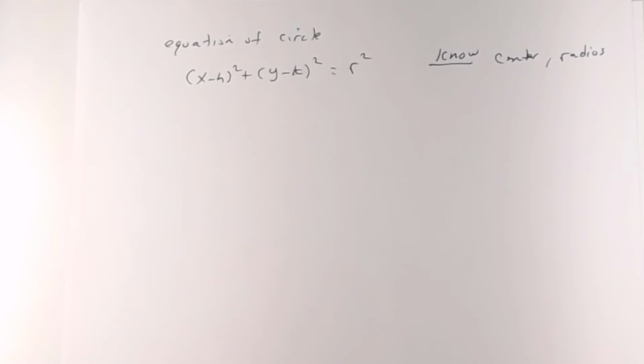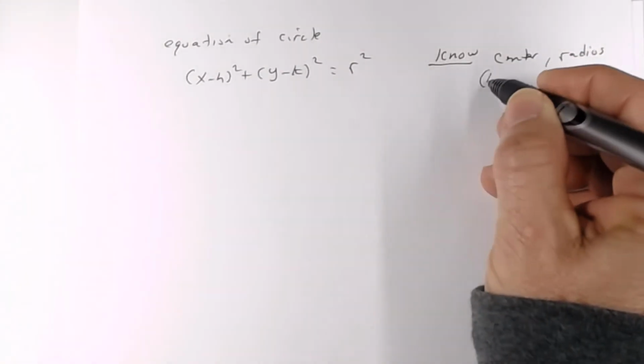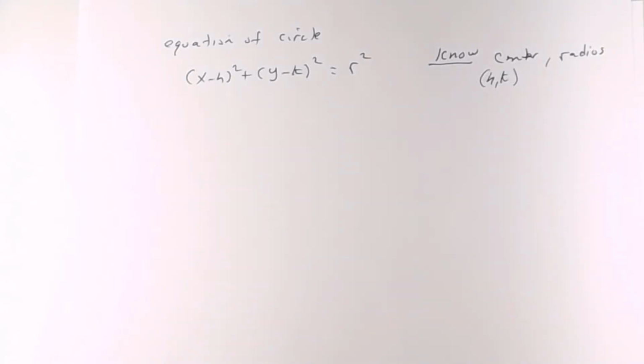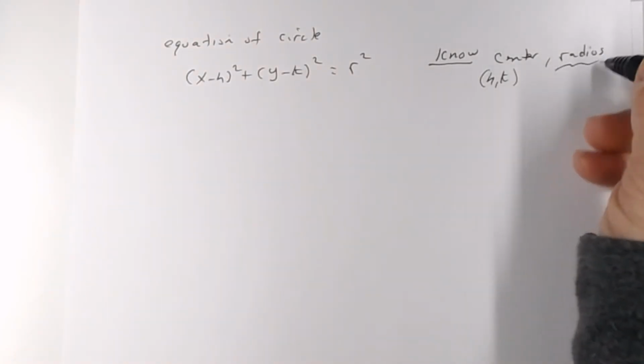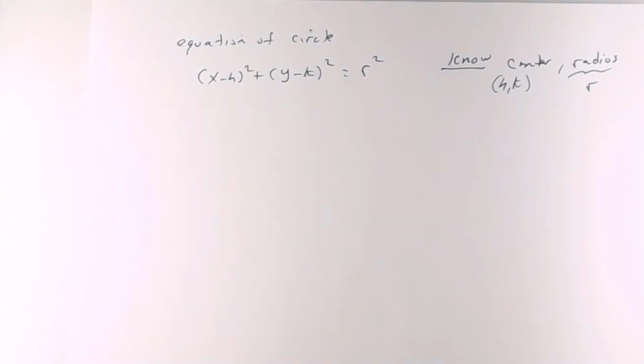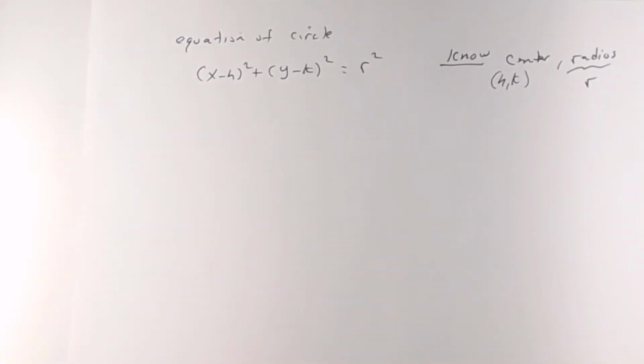Now, notice the formula says x minus h, y minus k. It doesn't say x plus h, y plus k, so you've got to leave it as it is. So remember, the center is h, k. If I'm going to use this formula, I've got to know what h and k are. And then what letter represents the radius? R. So those are the three things I've got to find.